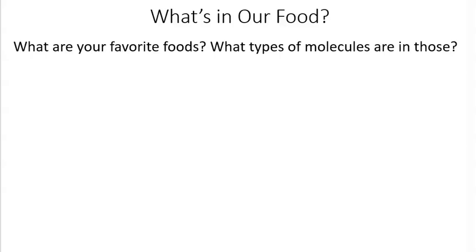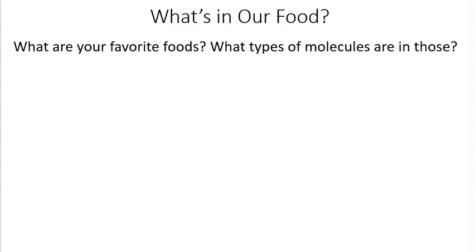The next part of medical biochemistry is to think about now what our food breaks down into. So we looked at the process for food traveling through our digestive system, but now what's actually happening on a molecular level to our foods. So I want you to take a few seconds here, think about what your favorite foods are. What types of molecules are then in those foods?